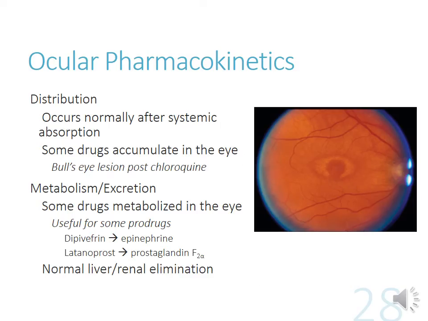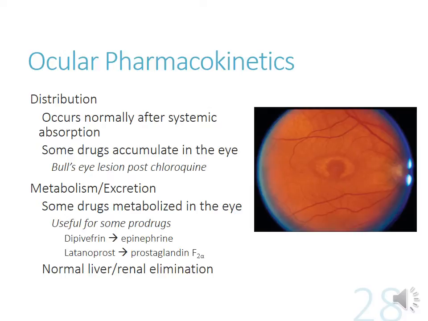As far as distribution goes, obviously you're going to see it occur normally after systemic absorption. So if a drug likes to partition itself out into the tissues pretty extensively, it's going to do that same thing here regardless once it gets absorbed. But you will see some drugs actually can accumulate in the eye itself. So if you look here after you receive chloroquine, which is kind of an old school anti-malarial drug, here's a picture of a bullseye lesion that can occur. And this is due to actual accumulation of the drug right there on the retina building up over a period of time. Right? So those are some unique examples there.